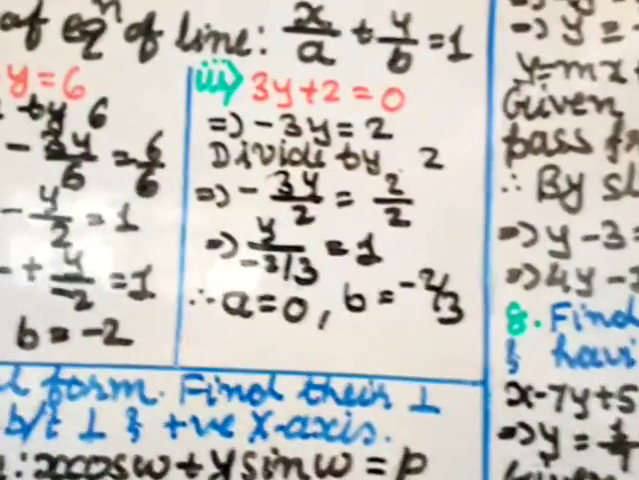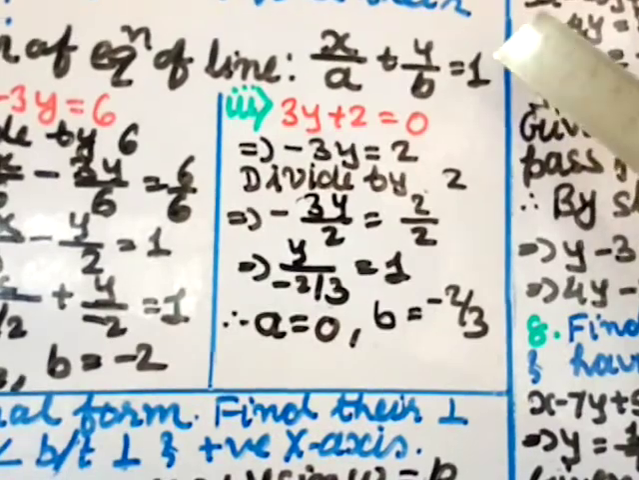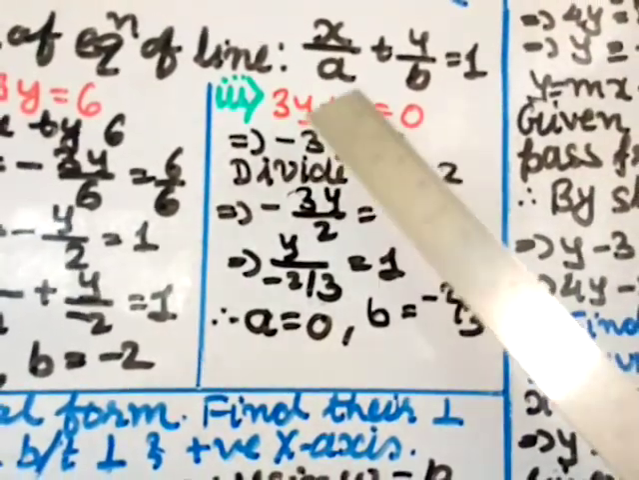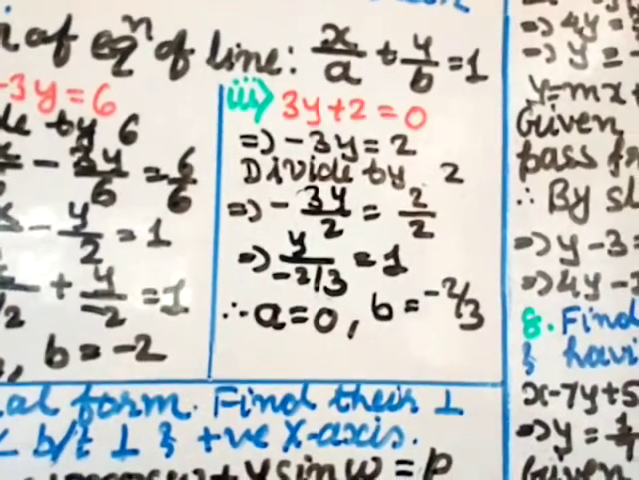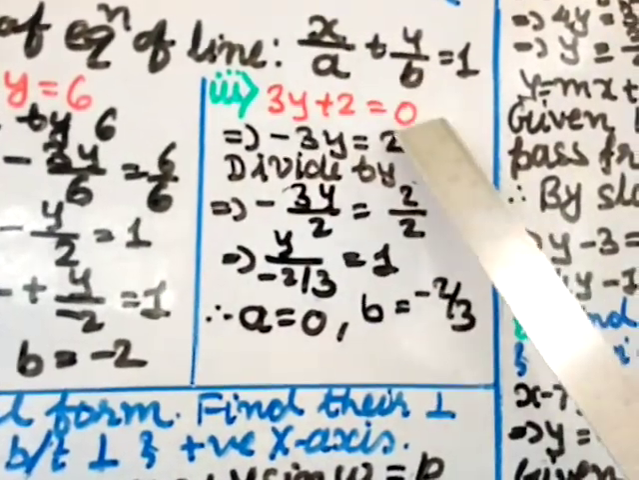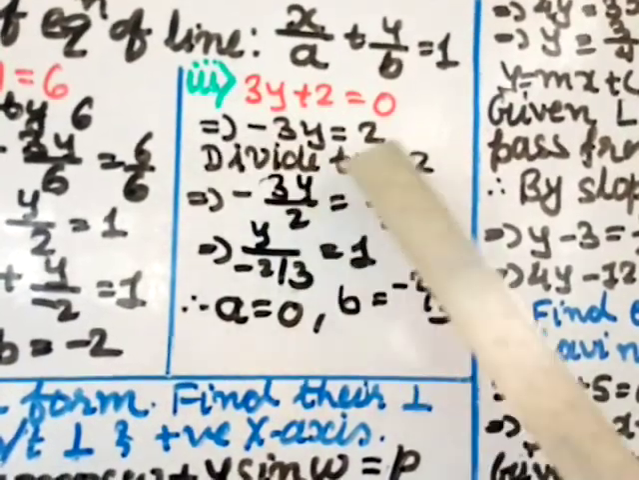Roman number 3, 3y plus 2 equal to 0. Okay, again this 1 should be positive, so these 2 should be positive. Then only from here you will get the constant term, that is 1. Okay, so this 3y you transfer here, because minus 3y equal to 2. Okay, now the 2 should be 1, so divide each term by 2.